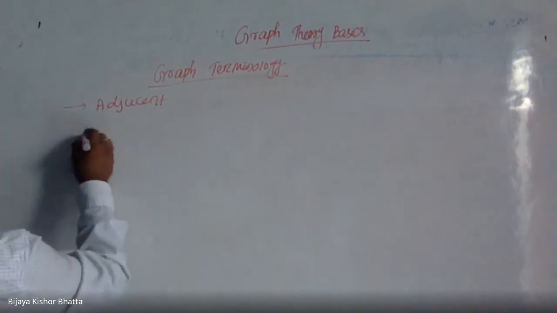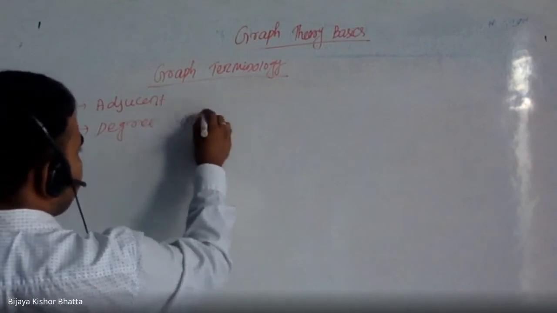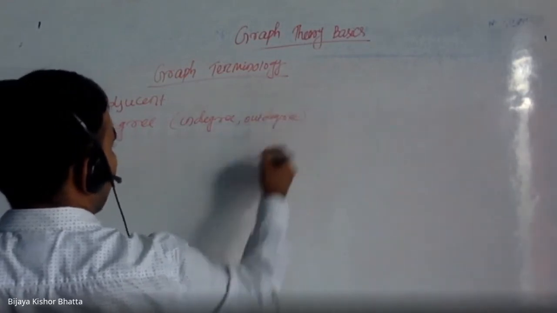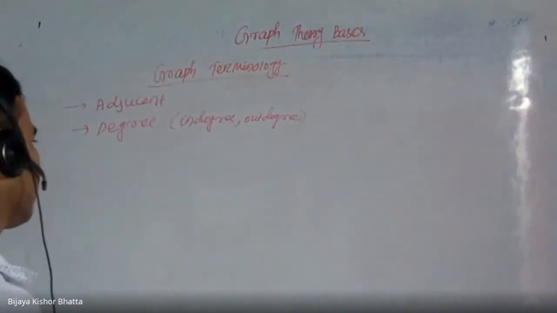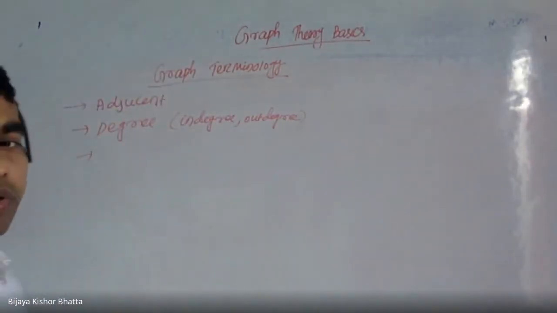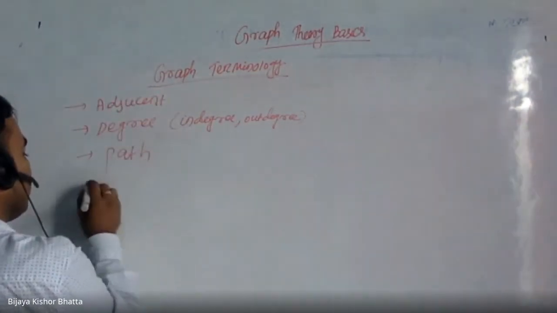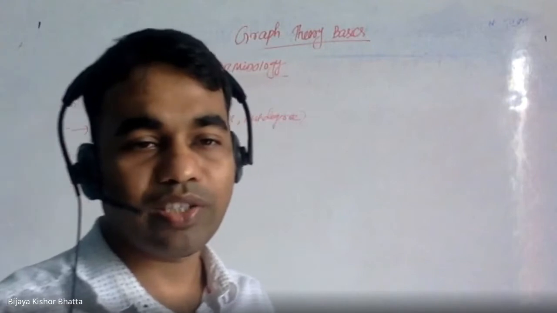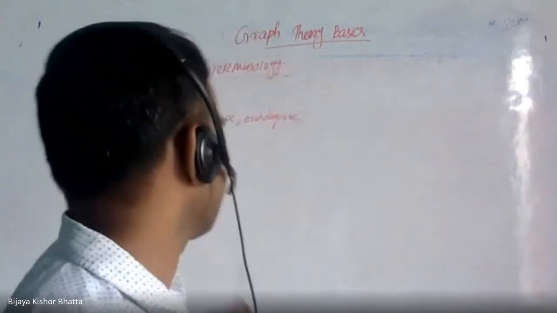So what is the degree of a vertex? Here we'll be discussing what is in-degree and what is out-degree, if it is a directed graph. Again, we are going to discuss what a directed graph is. Then we'll understand what a path is, and what a cycle is. These are some of the basic terminology. After that, we'll come back and understand what the other terminology are.